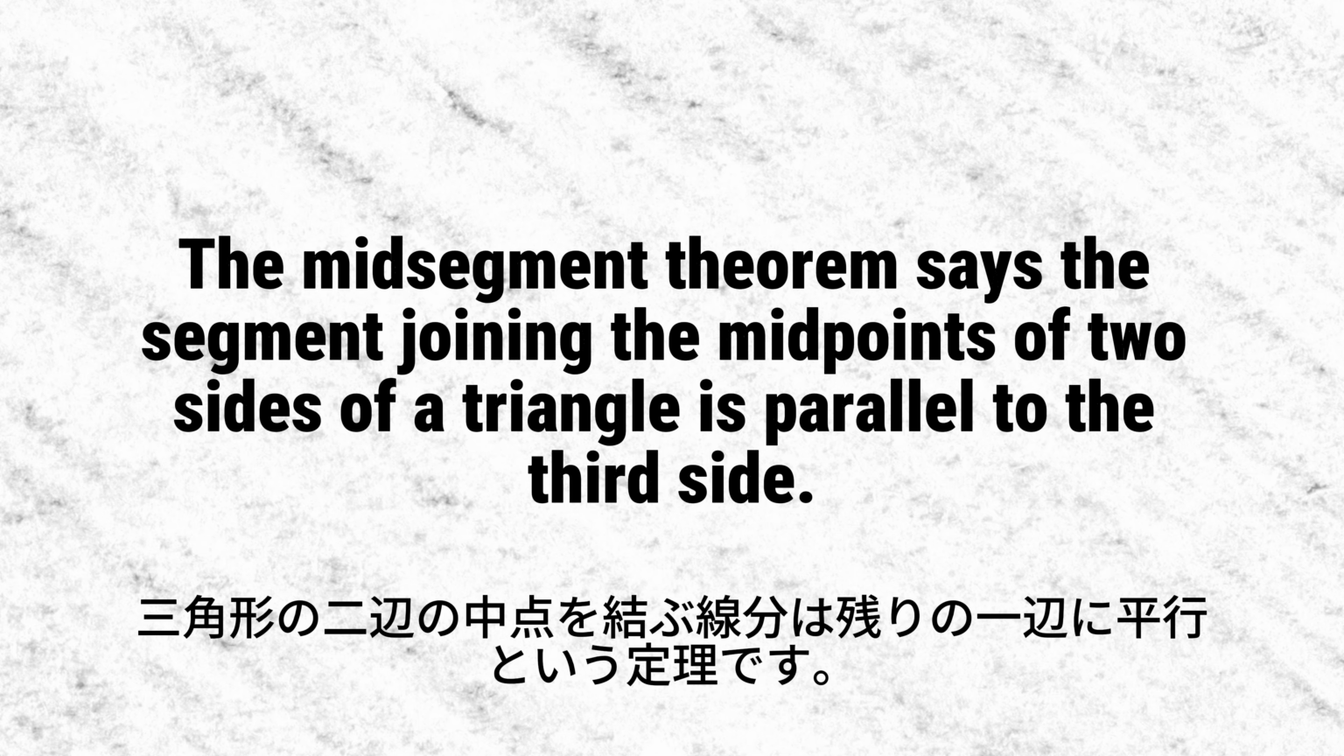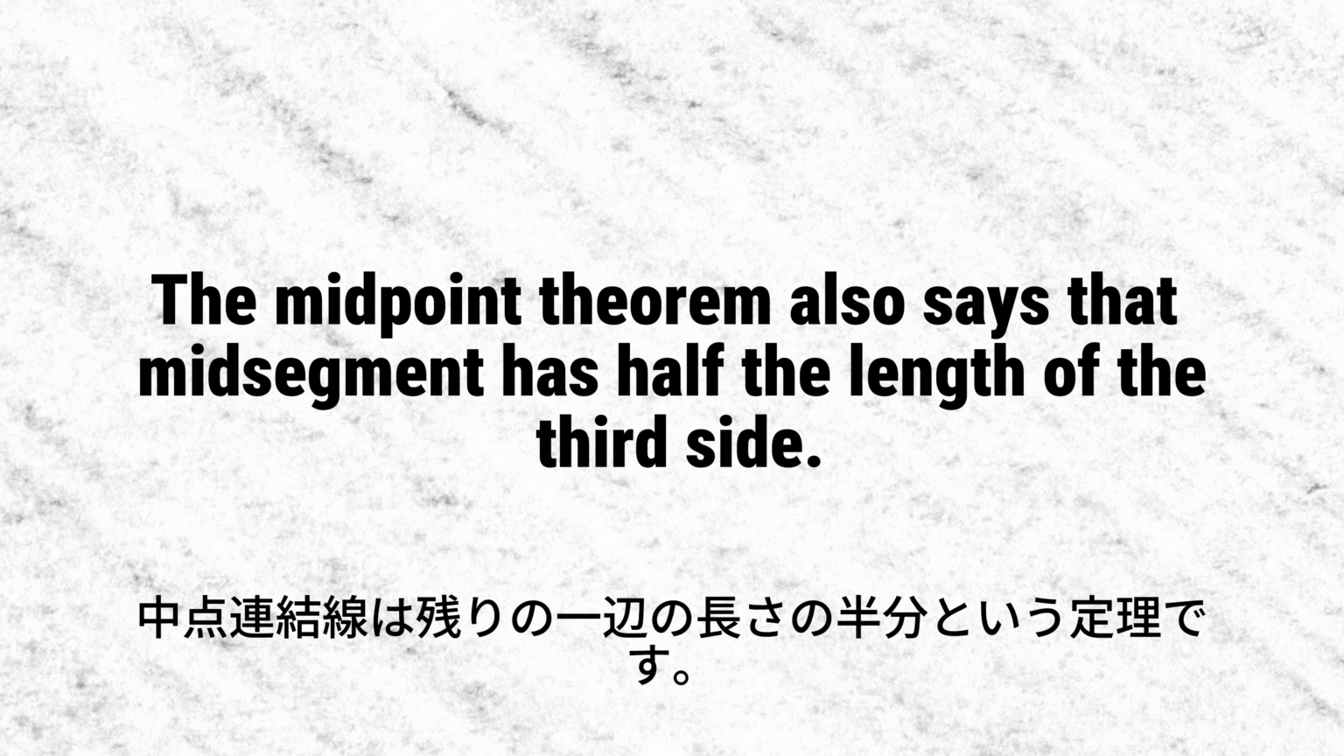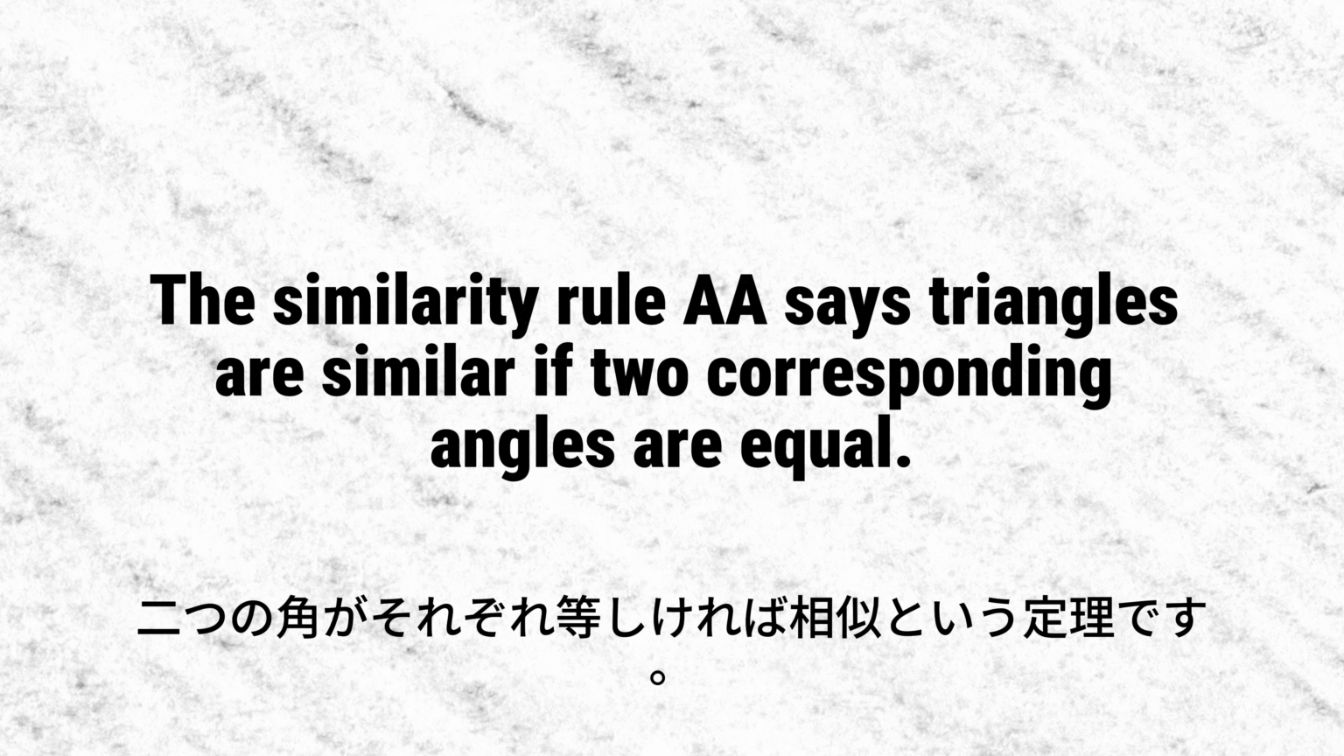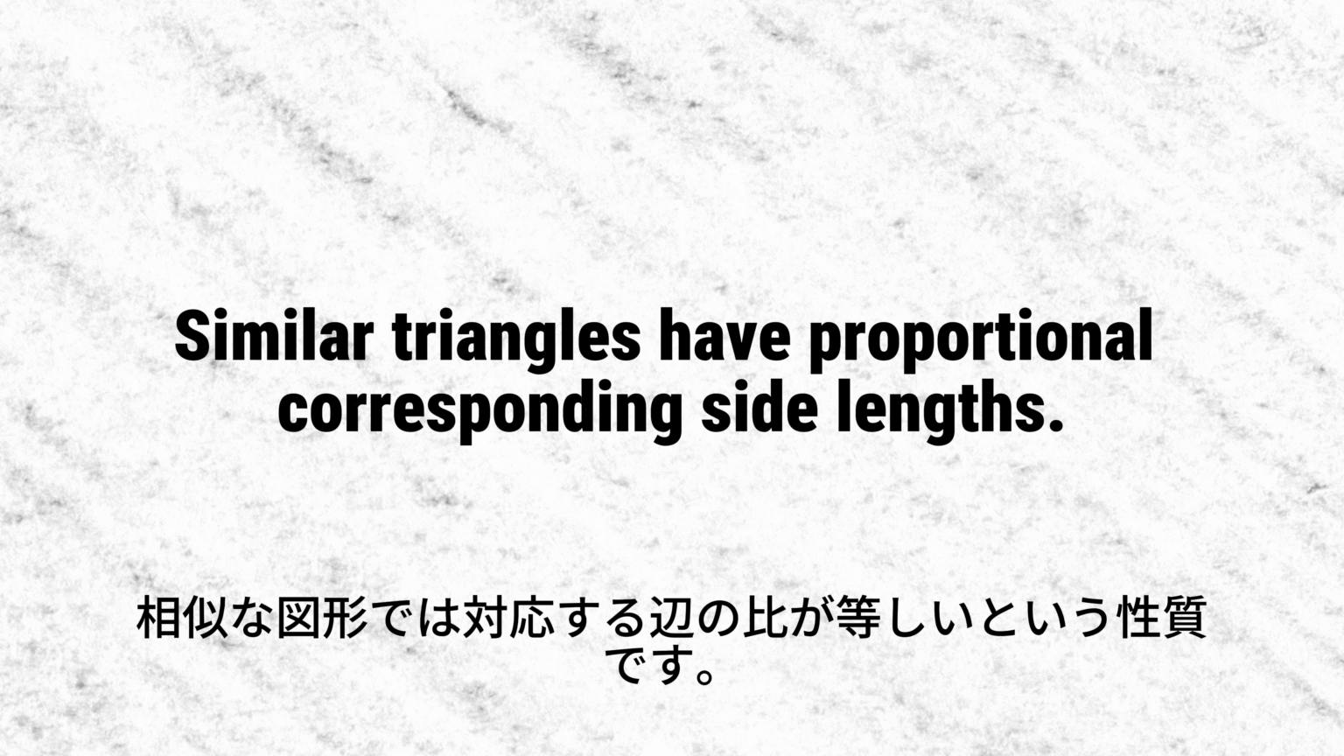The midsegment theorem says the segment joining the midpoints of two sides of a triangle is parallel to the third side. The midpoint theorem also says that midsegment has half the length of the third side. The similarity rule AA says triangles are similar if two corresponding angles are equal. Similar triangles have proportional corresponding side lengths.